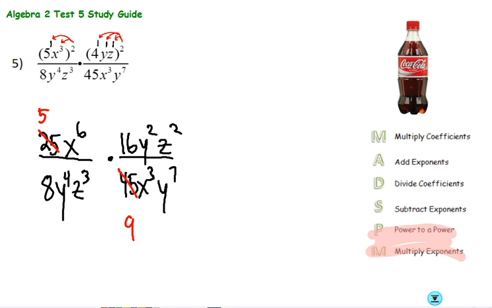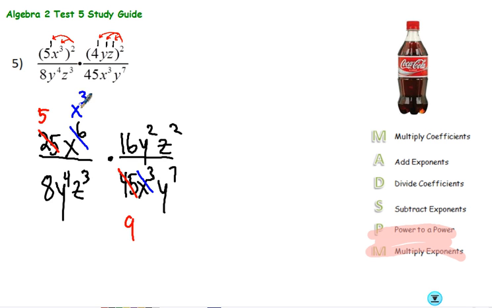Let's talk about some x's. So if I took 3 away from 6, what would be left over? Well, there would be 3 of them left over. So what you have left over there would be x cubed. And I try to write that above it so it's kind of clear to see. No y's over here, so y to the 7th will stay the same for the moment.